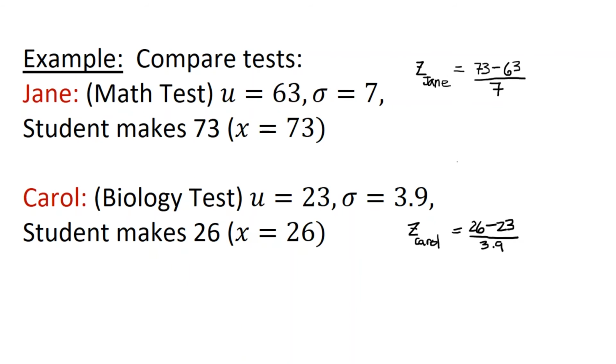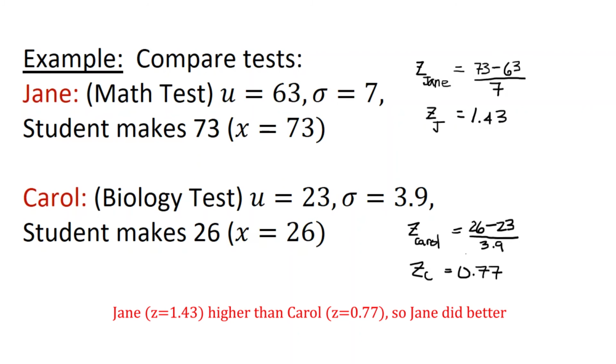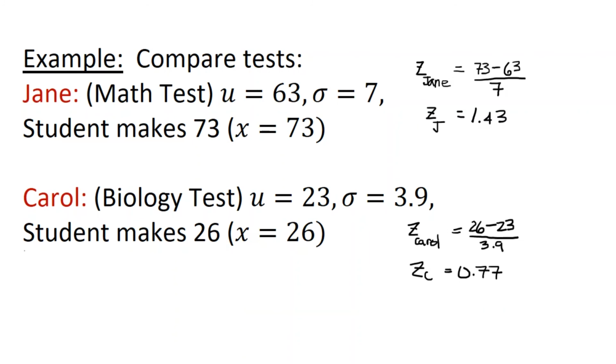So the way to work this, of course, is to calculate the z-values. That shifts everything to the same distribution so we can do a proper comparison. So when I calculate Jane's z-value, her score 73 minus the average or the mean 63 all divided by the standard deviation, that's 1.43. So the z-score for Jane, I'll just say zj here, is 1.43. The z-score for Carol, when I make that same comparison, is 0.77. Now it's pretty clear that the z-score for Jane is higher than the z-score for Carol, so the student who took the math test, Jane, did better. Jane did better.